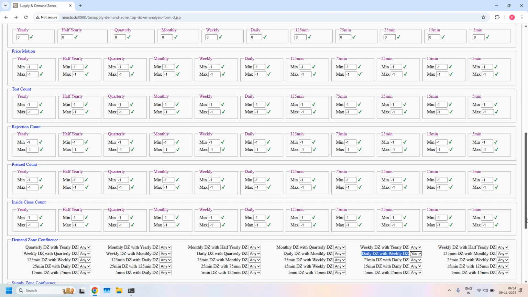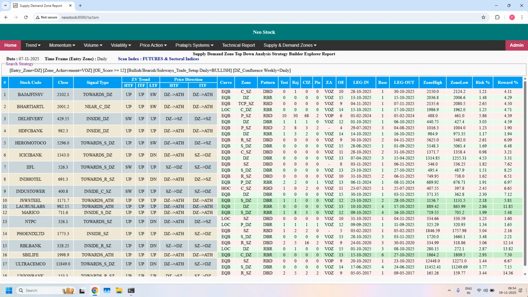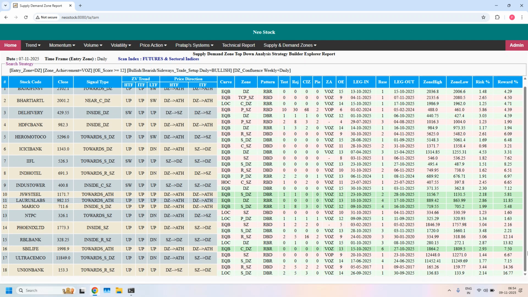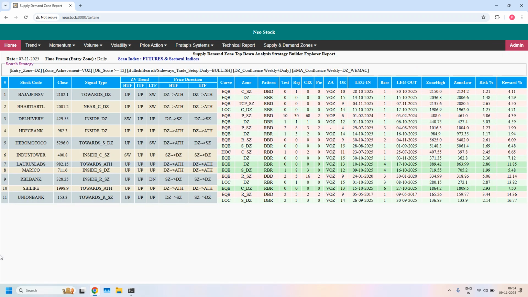I am enabling the filter and applying on the 24 stocks. We got 18 stocks. So total 18 stocks. So out of these 18, again I am applying the second filter, because the daily zone is overlapped weekly demand zone. So I am further filtering based on weekly demand zone having weekly EMA confluence, because weekly trend is uptrend for all the stocks in bullish trade setup.